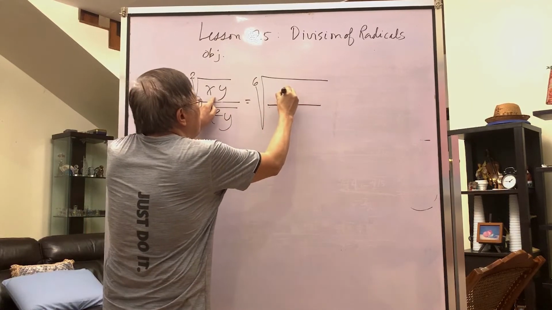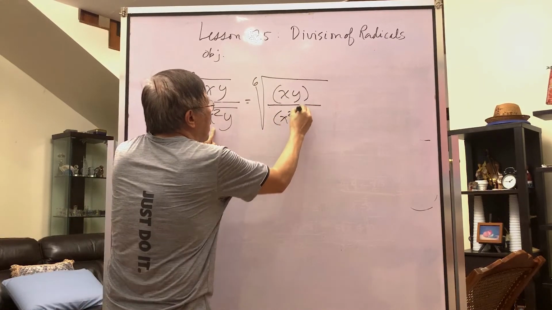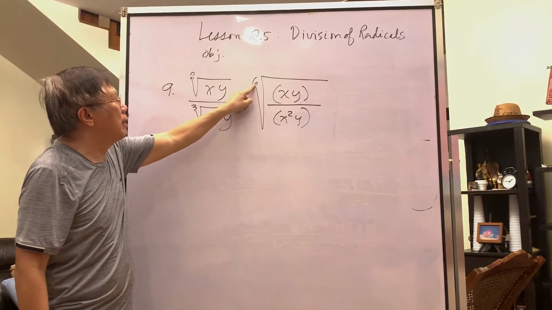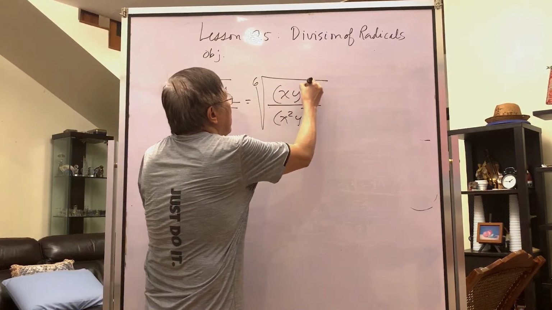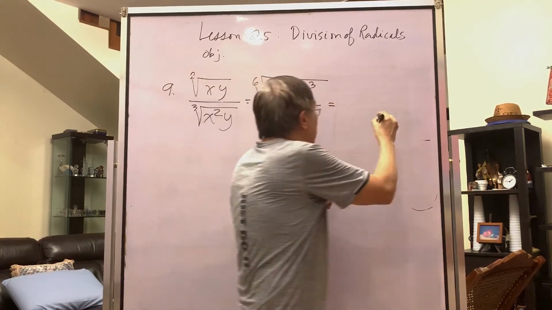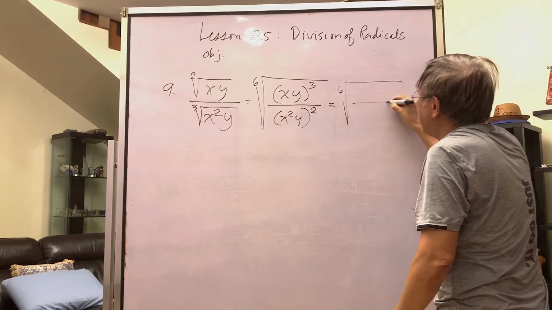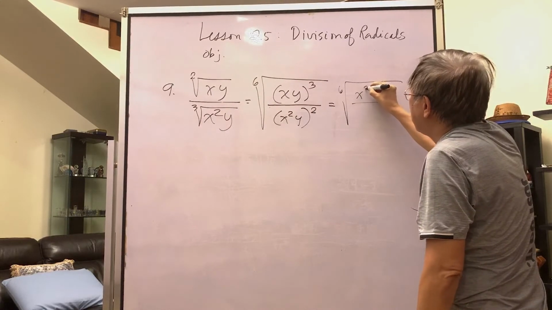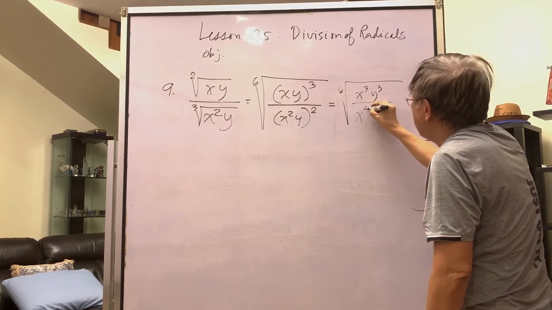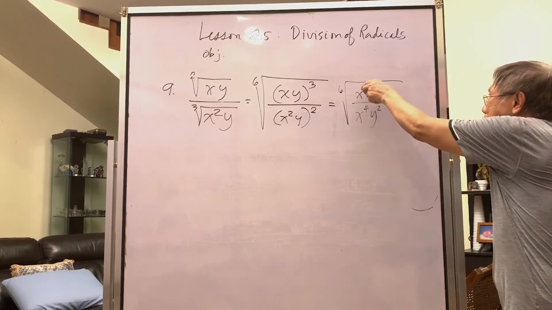Okay? And then this numerator here will be there. This denominator here will be there. But the correcting exponent should be put there. So here, 6 divided by 2 is 3. 6 divided by 3 is 2. Simplifying this, power of product will give me x cubed, y cubed, and the denominator will give me x to the 4th, y squared.